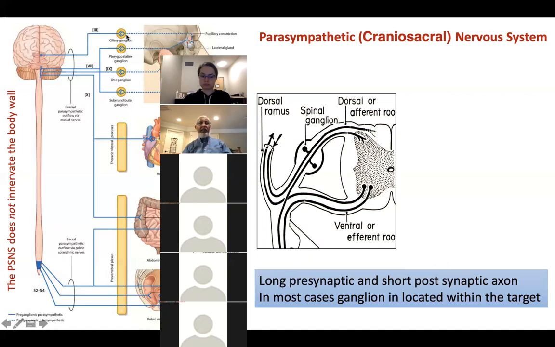Okay, only in the case of parasympathetic, only these are the four ganglia that are not within the organ itself. They are a little away from the organ. They are called the ciliary ganglia, the pterygopalatine ganglia, otic ganglia, and submandibular ganglia. These are called peripheral parasympathetic ganglia. Other than these, all parasympathetic ganglia lie within the organ which they are innervating. Okay.